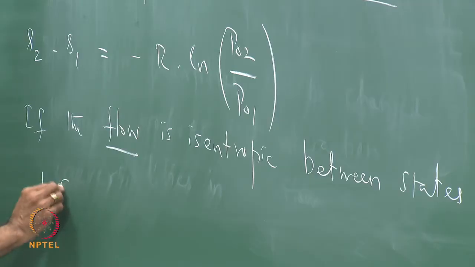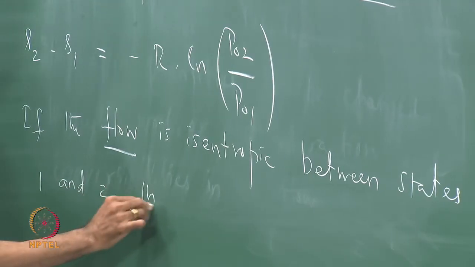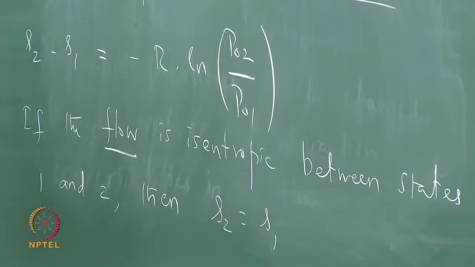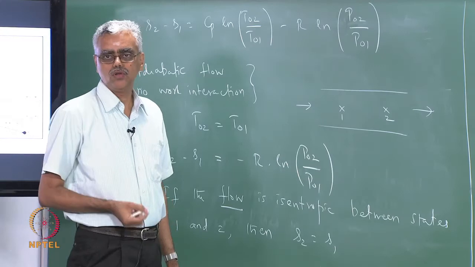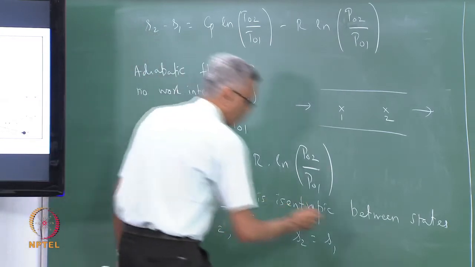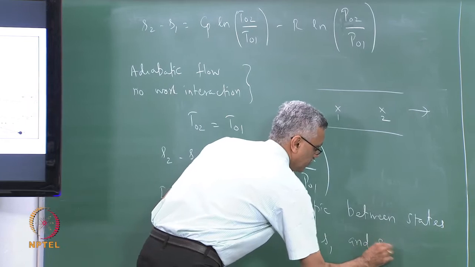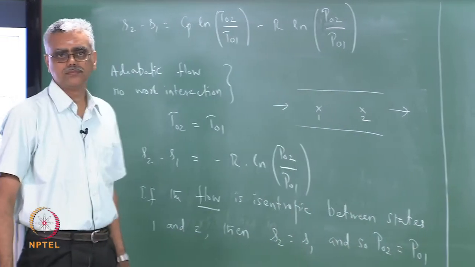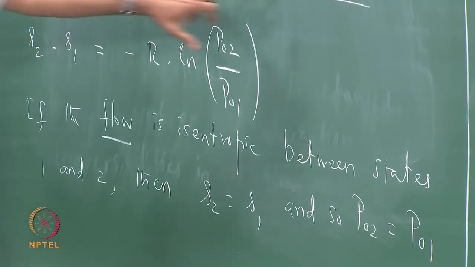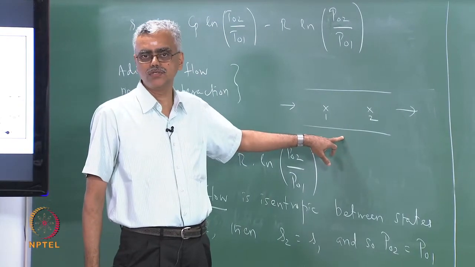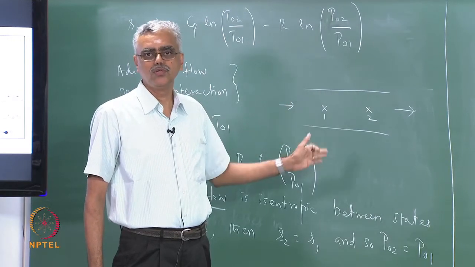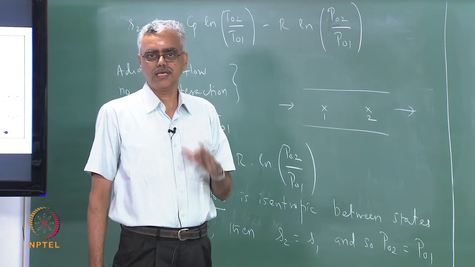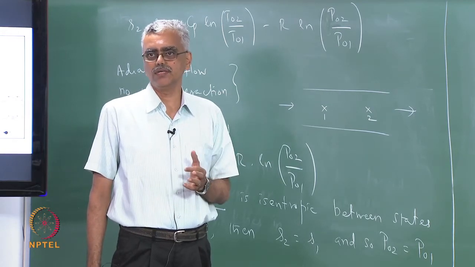Between states 1 and 2, then S2 is equal to S1, right, and so it follows that P02 is equal to P01. Okay, so there is no heat interaction, there is no work interaction, and the flow is isentropic. Then we have T02 equal to T01, P02 equal to P01, which is the case in most of the kind of flows that we are going to look at.